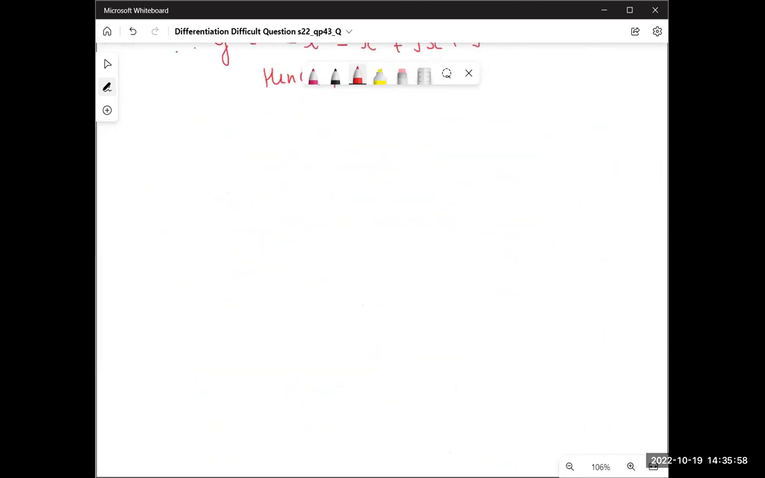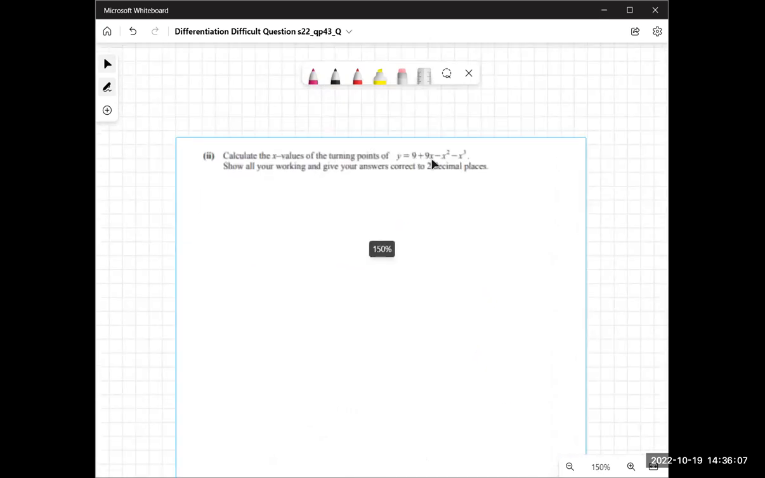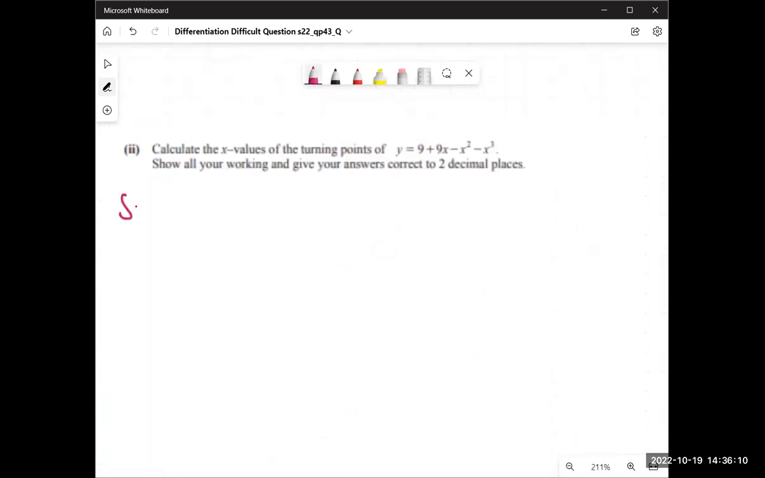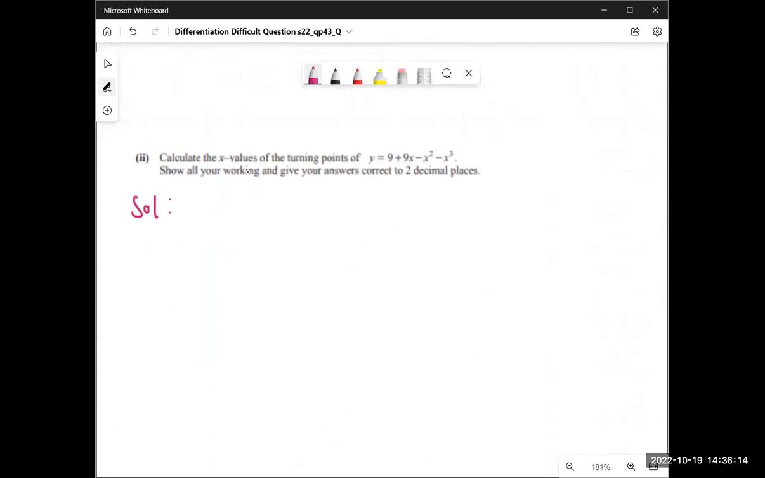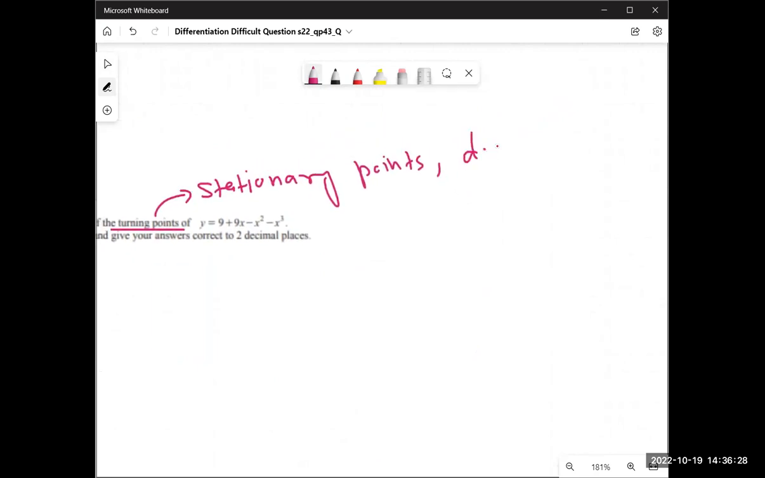Next, the next part of the question. Let's see. So you may realize the first two questions are not that complicated. You just have to open the bracket and find the roots. And this one, you have the solution. You have this equation and you have to find all the turning points. Turning points are also called stationary points. Stationary points are when dy by dx is equal to 0.